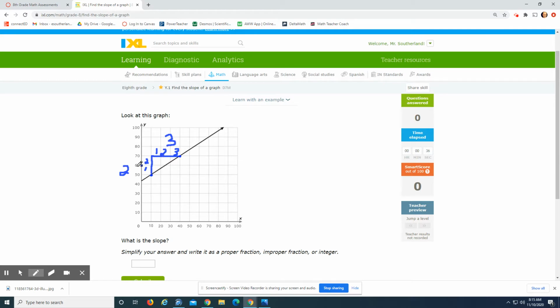We know that slope is rise over run. The rise is always the up and down part, so it's 2. The run is the 3, which is always the one going left to right. So this is 2 over 3.